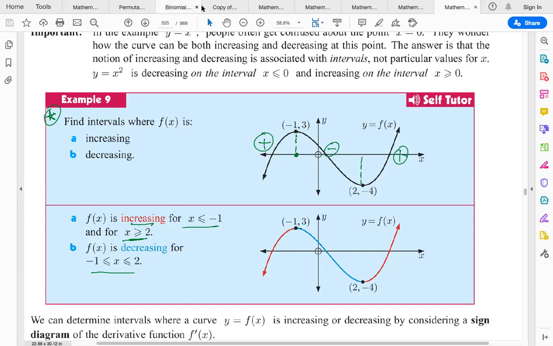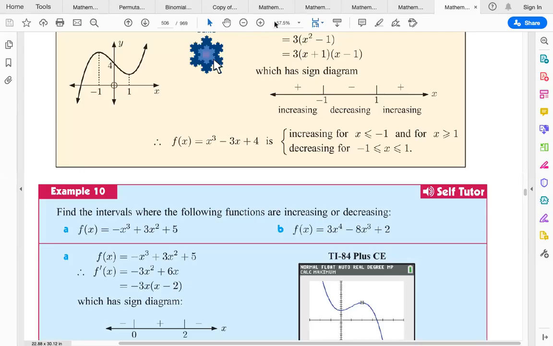Now let's take an example where the function is given and you want to find out where it is increasing and decreasing. So here's the example about where the curve is increasing and decreasing using the given function. I'm going to take the first example and demonstrate. First, you're going to find the derivative, because you don't have the graph here.